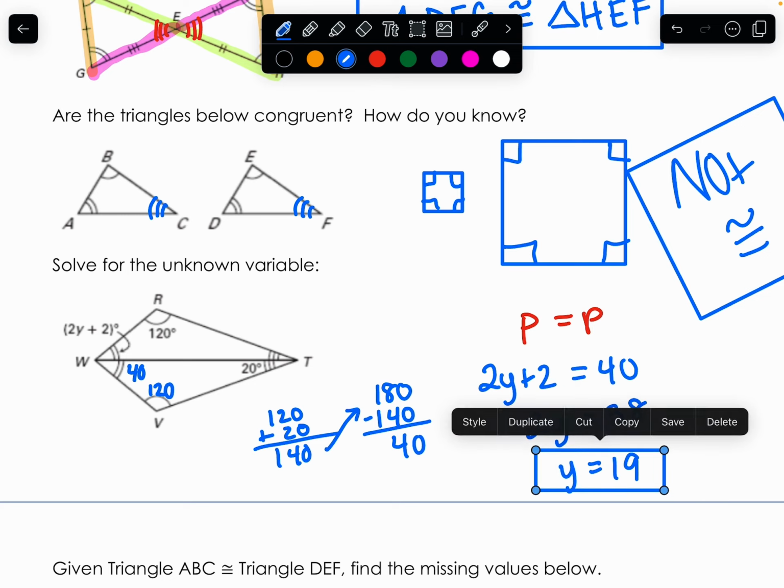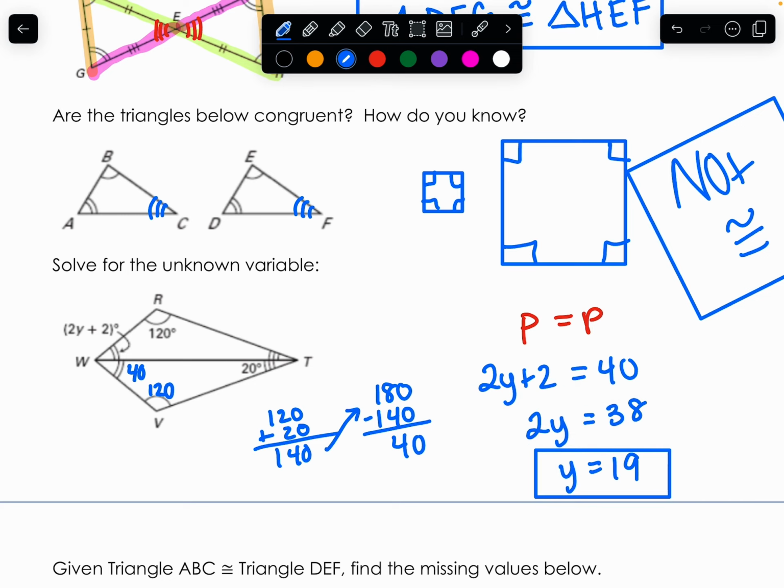So I got y equals 19. And that's it. There's no more other variables.